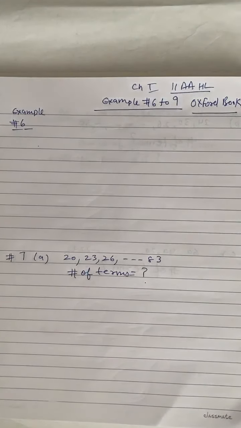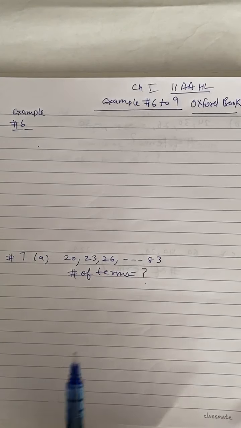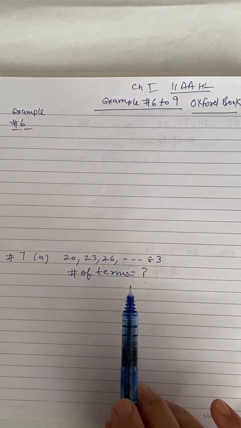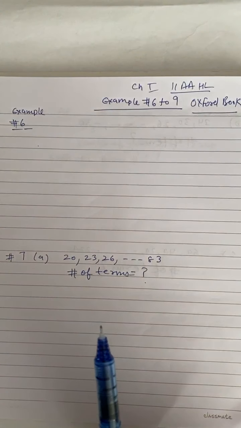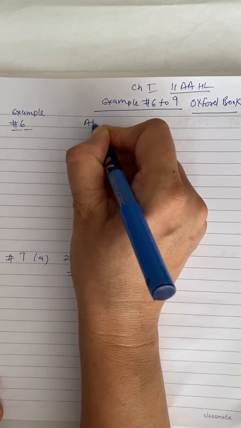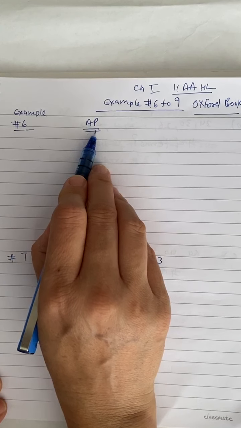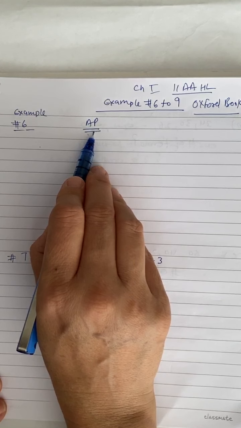Okay, in today's lesson, I'm going to do example number 6 to example number 9 from chapter 1 of the A&A higher level Oxford book. So in example number 6, the fourth term of an arithmetic sequence is 18. It's given that it's an arithmetic sequence, so the first step you should do is write down AP. Arithmetic sequence is the same as arithmetic progression.